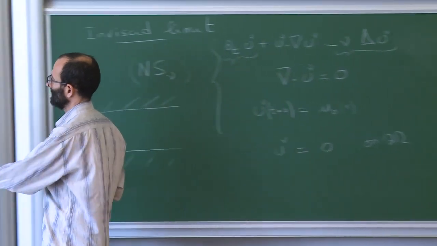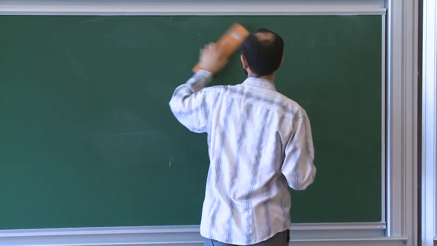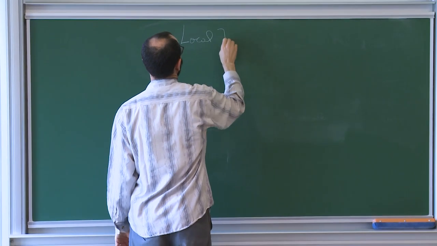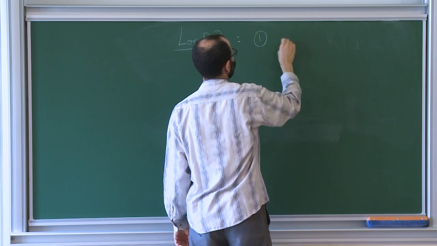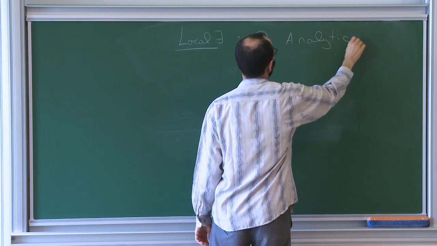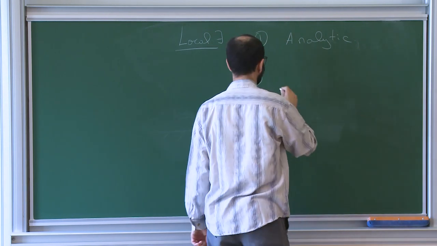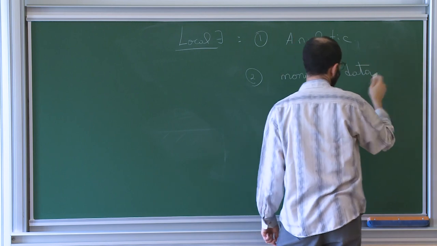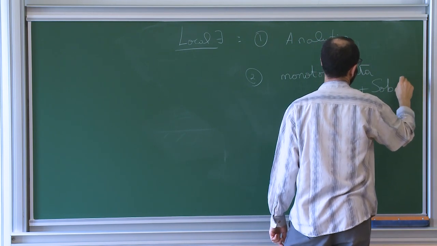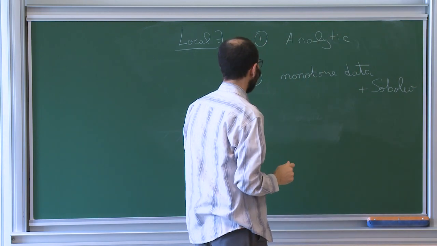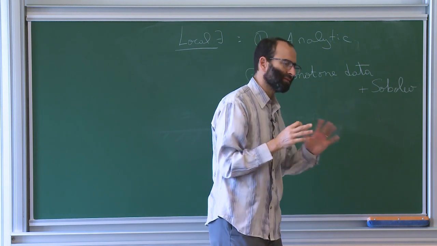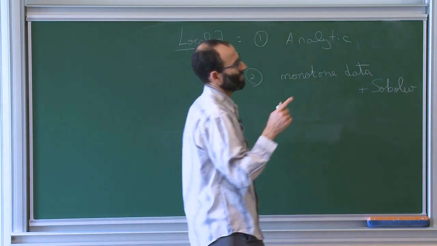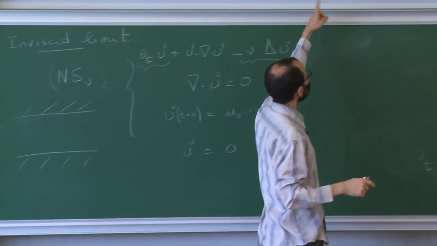So you see, if I try to put here the local existence results that we have. We have one type, which is analytic. Then the second type is monotone data, but with Sobolev. So now there are different extensions of these things. One extension, there is a paper that I wrote with my student and Vicol and Kukavica.